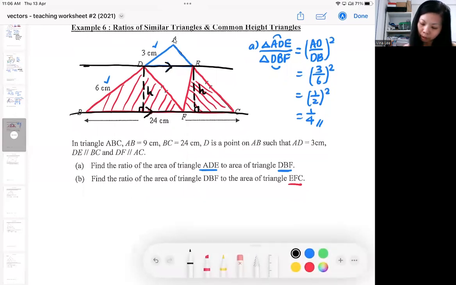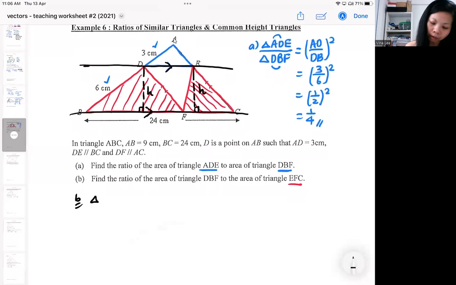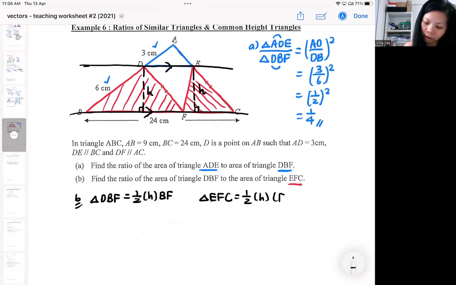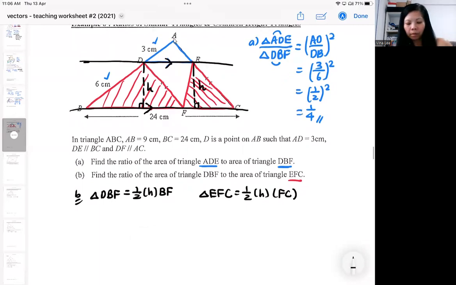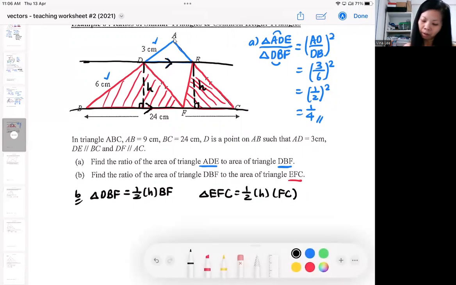If you want to observe, triangle DBF will be half times height times BF. I don't know my BF. And for triangle EFC, you'll be half times height times FD. So I've got two unknown lengths, and now I've got some trouble. I need the base BF, and I also need FD, but I don't have the lengths yet.